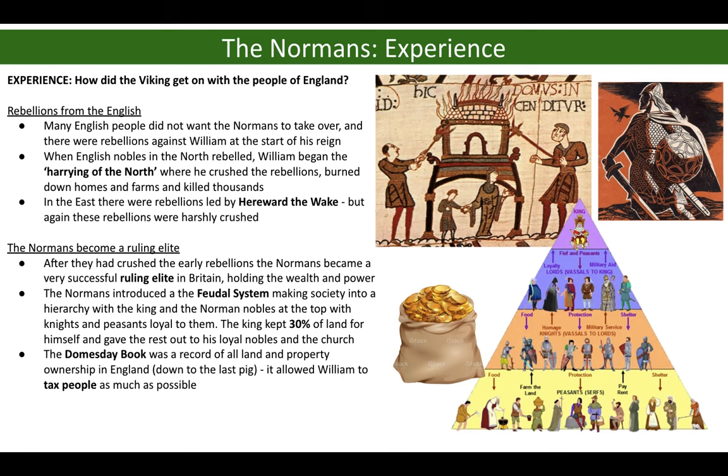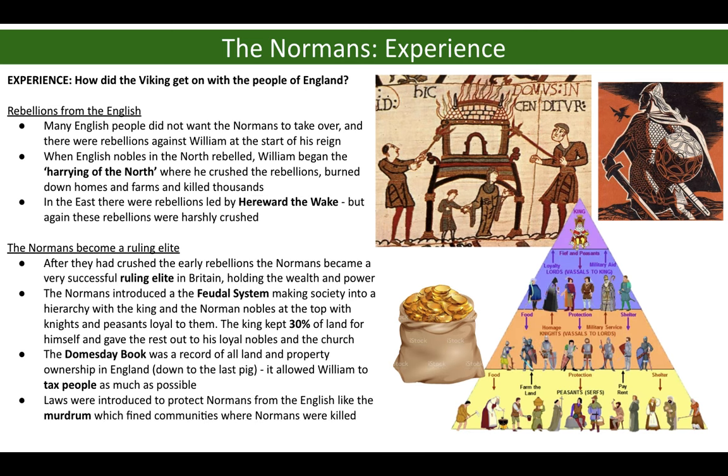The Domesday Book was made by William, and it recorded all of the land and property owned by people in England, literally down to the last pig. And that allowed William to tax people, take their money essentially, as much as possible, again making the Normans very rich. William also introduced laws to protect the Normans from attacks from the English. For example, the Murdrum Law, which said if a Norman was killed and nobody was found guilty of the crime, the entire community would be fined a large amount of money. So that was to discourage people from attacking the Normans.